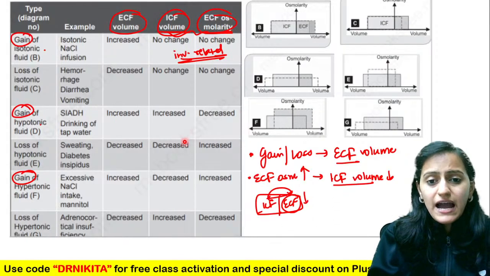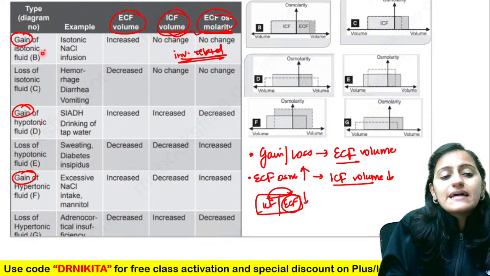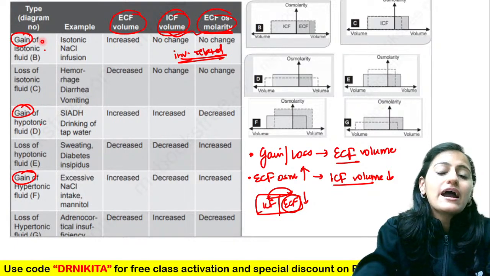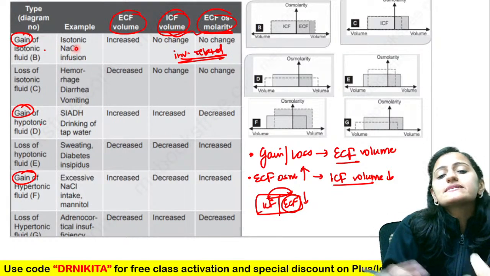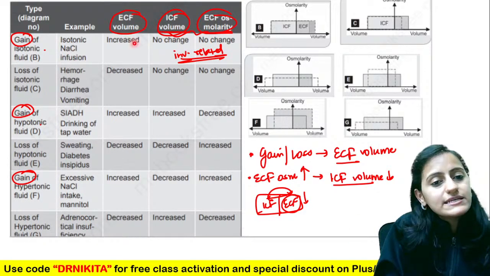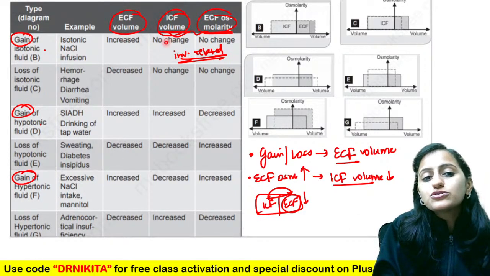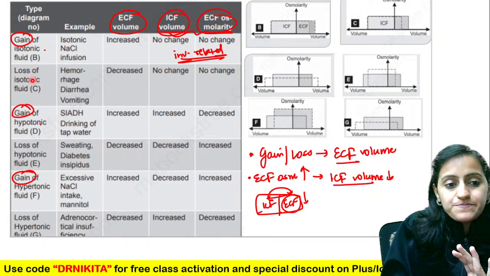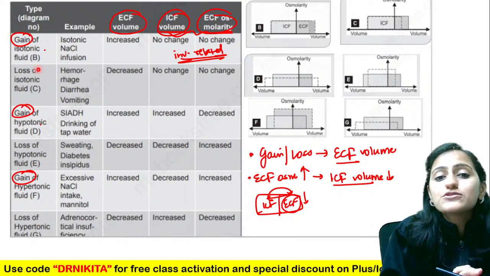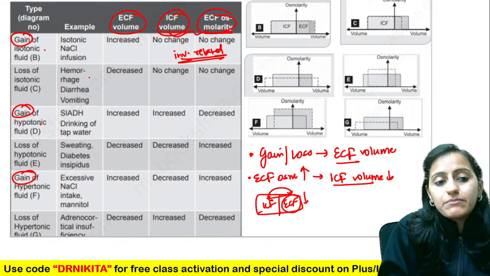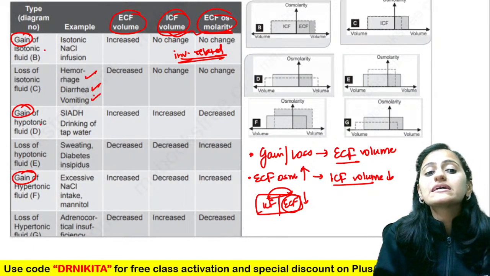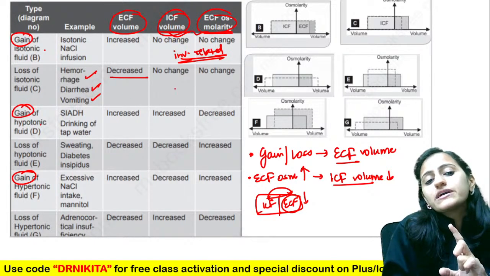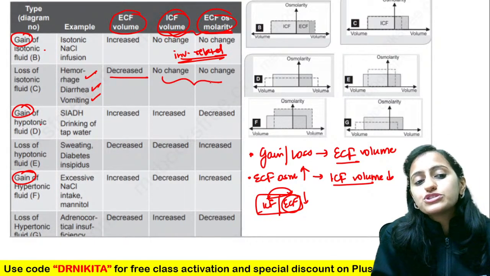Now look at this one. What is the example of gain of isotonic fluid? Isotonic, iso-osmolar, we have your NaCl infusion. So ECF volume increases. With isotonic fluid, nothing else changes: the osmolarity and ICF volume do not change. What is the example of loss of isotonic fluid? If there is hemorrhage, diarrhea, vomiting, it is isotonic. So ECF volume decreases, and the rest of the two don't change.